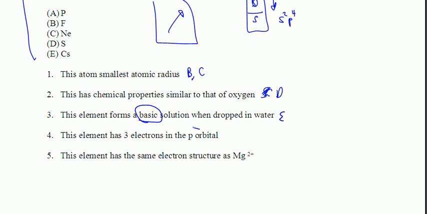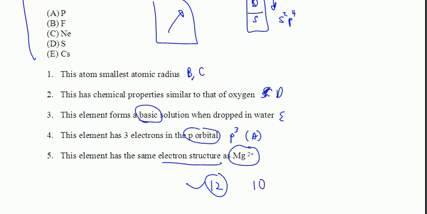Element with 3 electrons in the p orbital. It needs to be somebody that ends in p3, and we know that that is going to be phosphorus. Same electronic structure as Mg2+. Well, Mg2+ has 12 protons and 10 electrons, and neon has 10 protons and 10 electrons. In order for magnesium to mimic neon, it needs to shed 2 electrons. Mimicking it, it's trying to have a similar electron structure. So the answer is neon. We could use that answer twice, perhaps, depending on what you chose for 1.